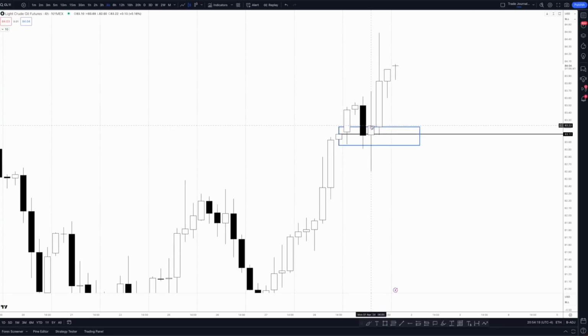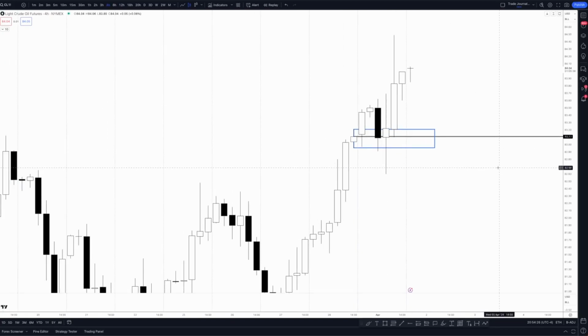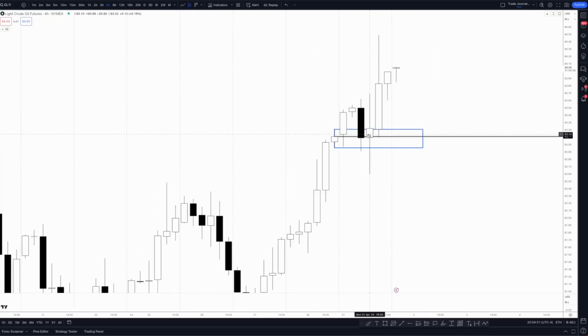And we can see how the day played out. The wicks do the damage and the bodies tell the story, as ICT likes to say, which I think is a very wise comment, because clearly the level holds, but intraday on a lower time frame, it's trapping shorts below this area.